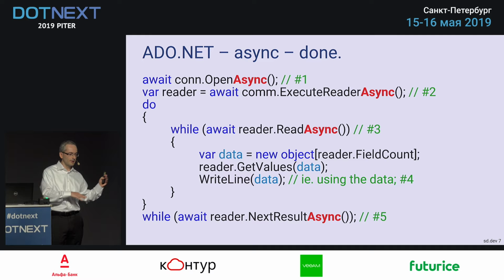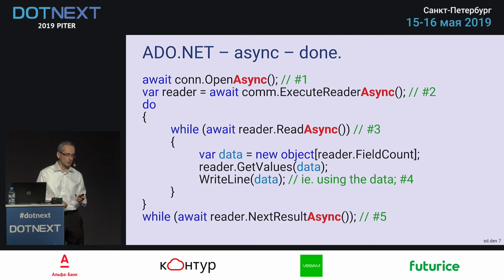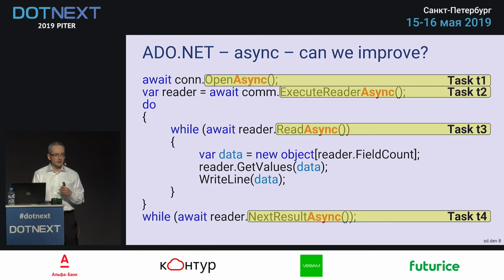This code works. This code compiles. This code returns exactly what we expect, or at least exactly what the previous synchronous code was returning. So everything seems to be fine. But is it really the end of the story? Well, it turns out that we can actually improve this code from the efficiency perspective. The way to do that is to ask ourselves a question: what do those four tasks that we are now creating return?